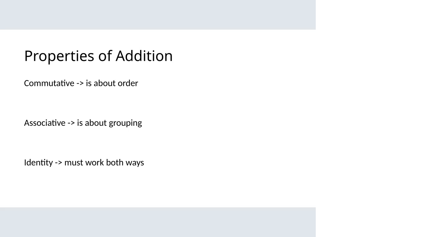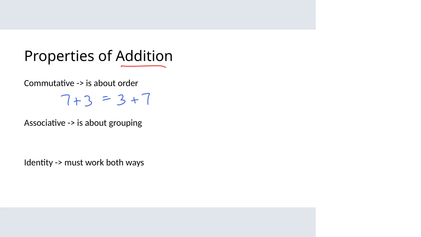And what the commutative property is about is order. That is the idea that 7 plus 3 is equal to 3 plus 7. What we've done here is we have changed the order of the terms that are in the addition problem. Right now, we're just talking about addition. So we're talking about these properties in terms of addition, and this is the commutative property. It's about order. We're changing the position of things.